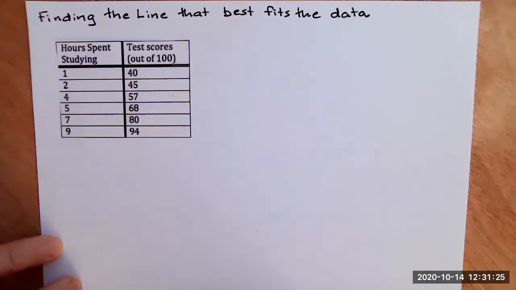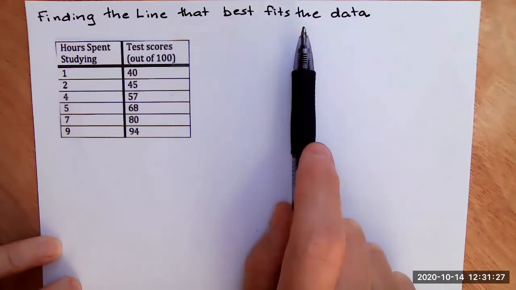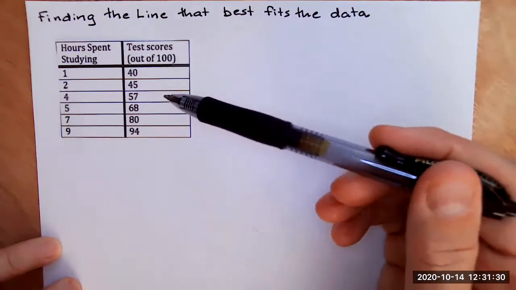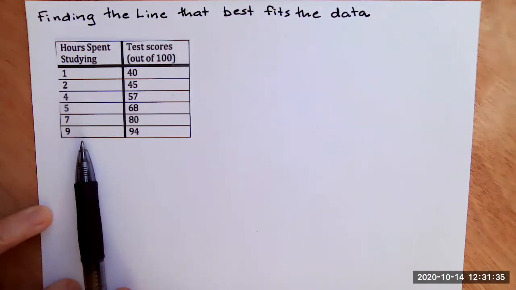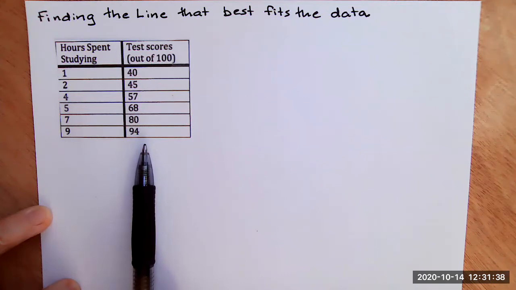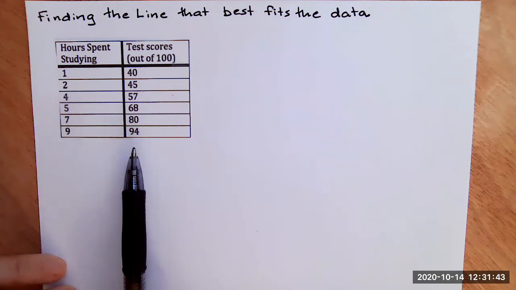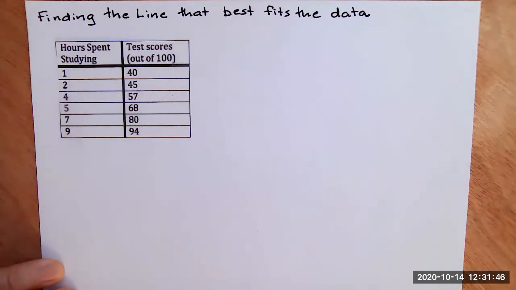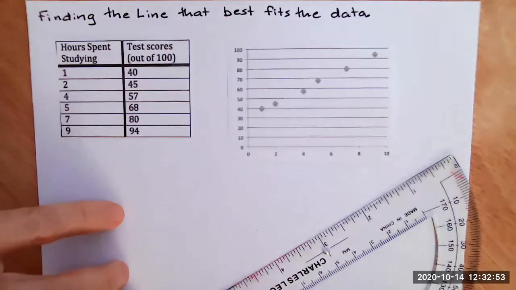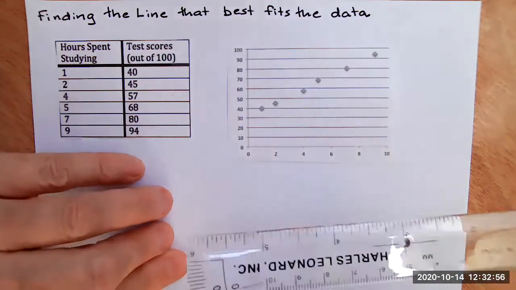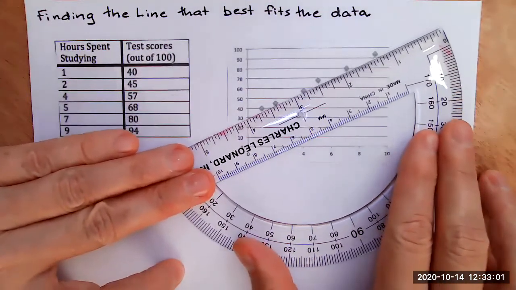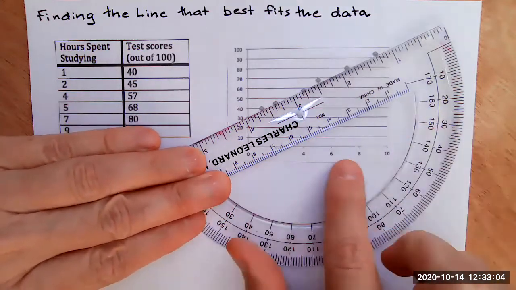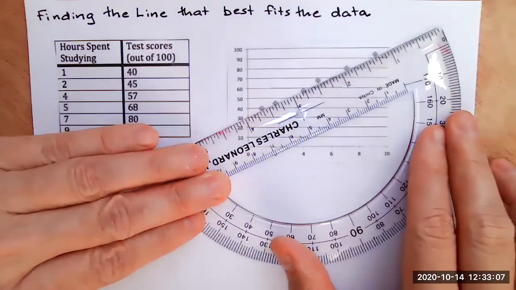All right, how do you find the line that best fits the data? So we have some data here, which has the number of hours that someone studied for an exam versus the score that was earned on the exam. The first thing you want to do is look at a graph. When we look at the graph, you can see that this is pretty much linear and increasing. The more you study, the higher your grade goes.